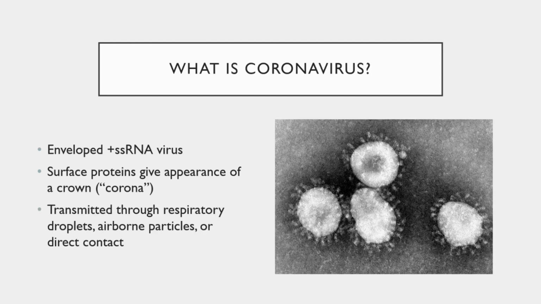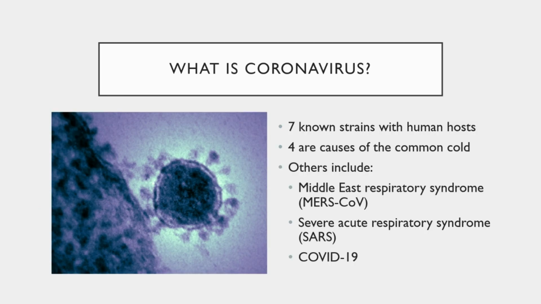So what is a coronavirus? This type of virus is a positive single-stranded RNA virus, and it has spike proteins on the surface that, under an electron microscope, give it the appearance of having a crown or a corona, as you can see in this image right here. And it is transmitted through respiratory droplets, airborne particles, or direct contact with an infected individual.